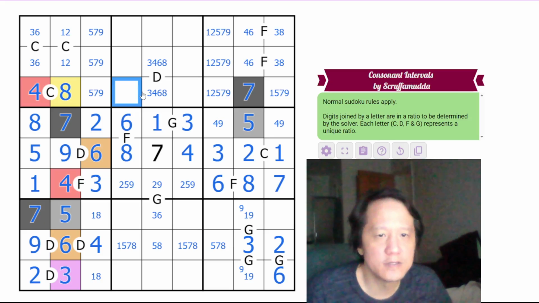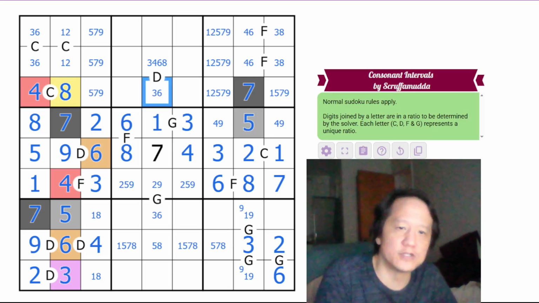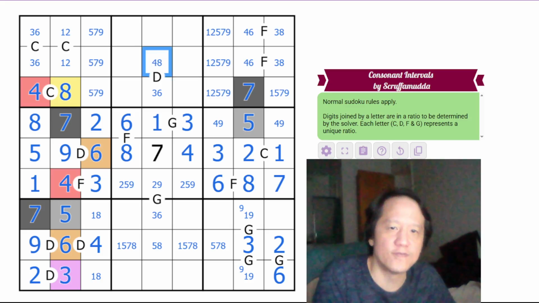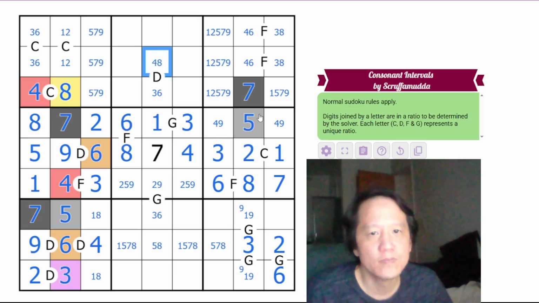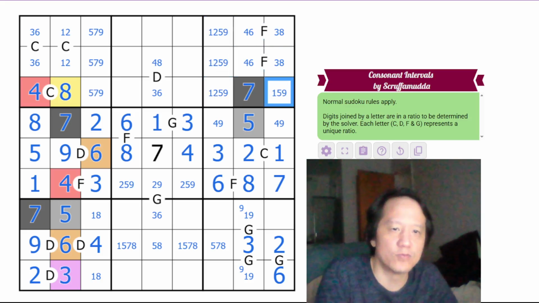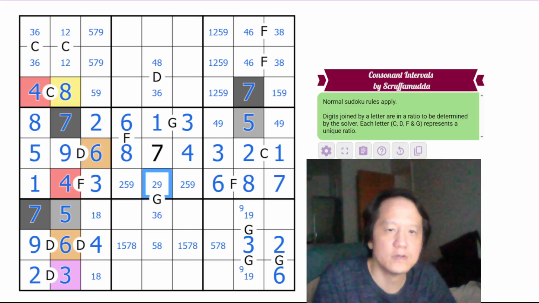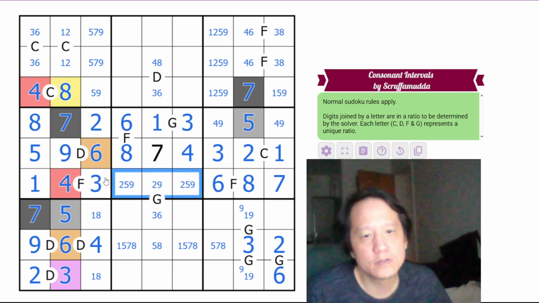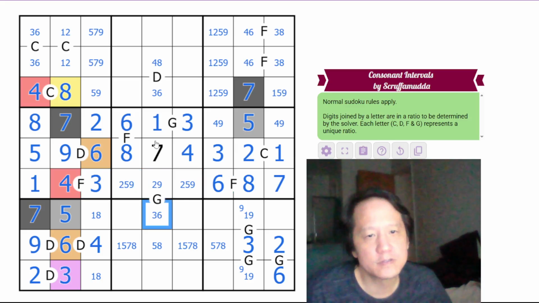Let's see. This can't be 4, 8. So this is the other 3, 6. This is 4, 8 to be here. This 7 eliminates 7 from the rest of the box and the rest of the row. So this can't be 7. Okay. 2, 5, and 9. 3, 6. 3, 6.